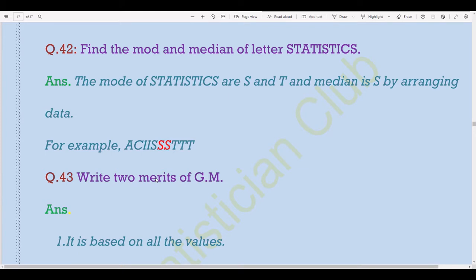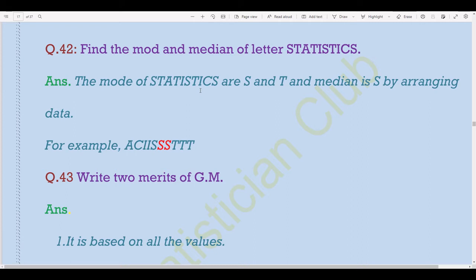Question number 42. Find mode and median of the word statistics. As you know, by definition, mode is the most repeated value. So we look for the most repeated letter in the word statistics. S comes 3 times, T comes 3 times, I 2 times, C and A 1 time each. So the most repeated observations are S and T. So the word statistics has 2 modes, S and T.